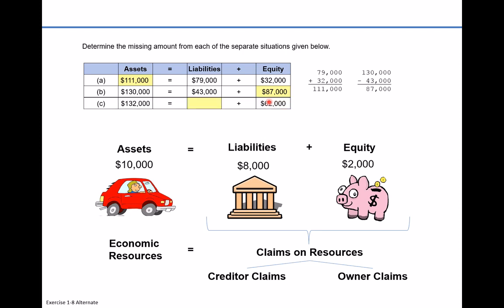Last up, let's take a look at C. It says that we have assets of $132,000, equity of $62,000, and we're asked to solve for what liabilities are. See if you can do this one on your own. Well, hopefully you took $132,000 minus the equity of $62,000 to come up with what liabilities are. For how much? $70,000, and that would be correct.